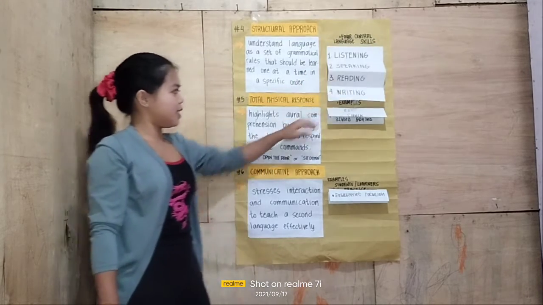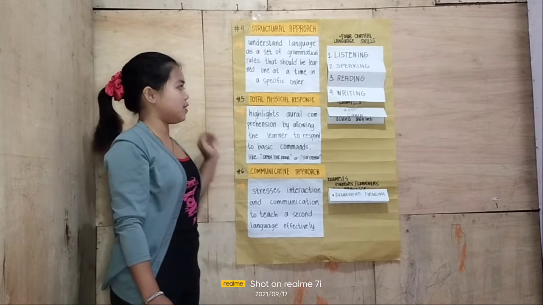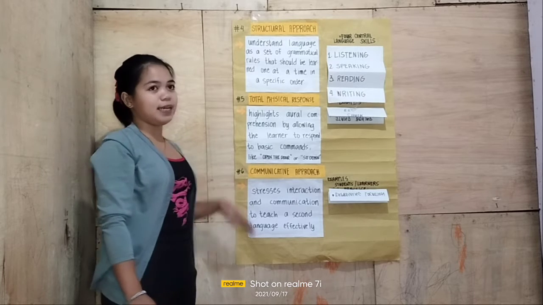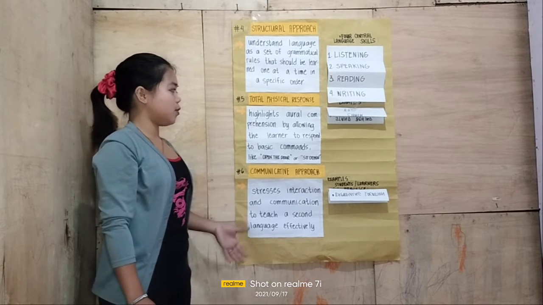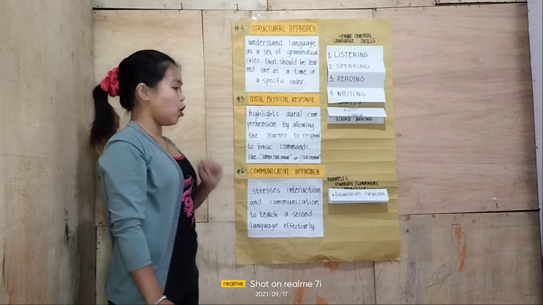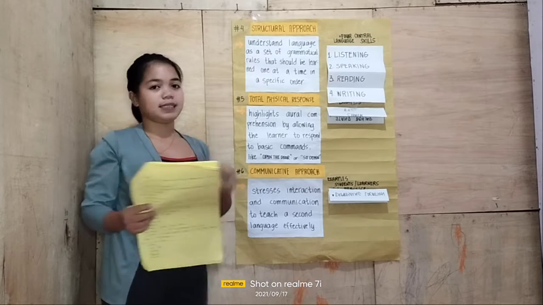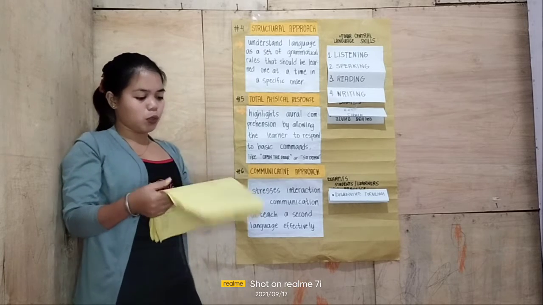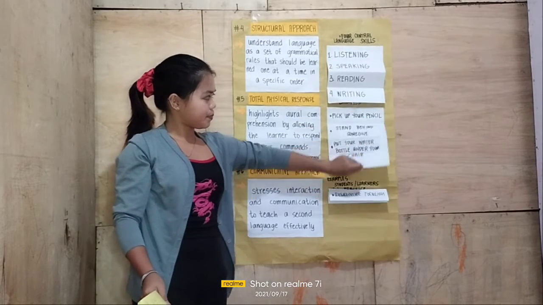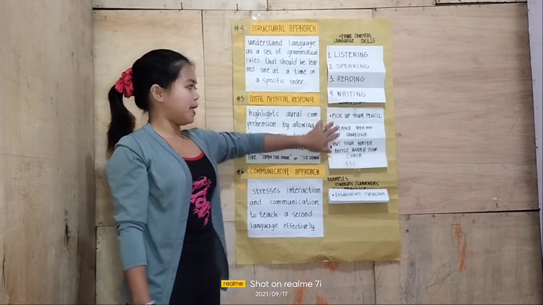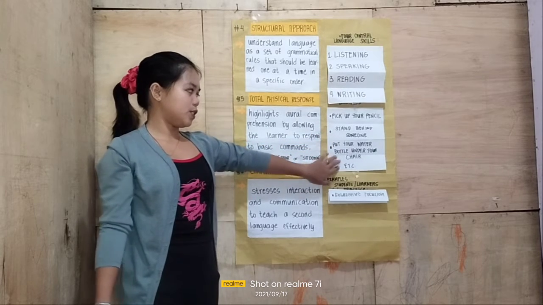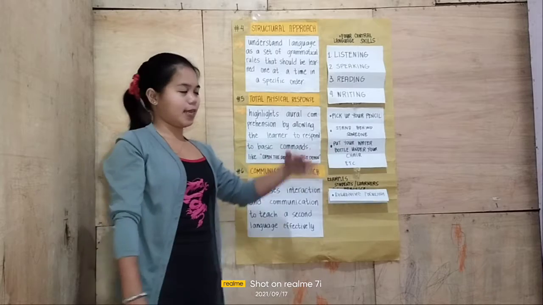The fifth one is total physical response. Total physical response highlights oral comprehension by allowing the learner to respond to basic commands like open the door or sit down. Examples here are: pick up your pencil, stand behind someone, put your water bottle under your chair, and so on.